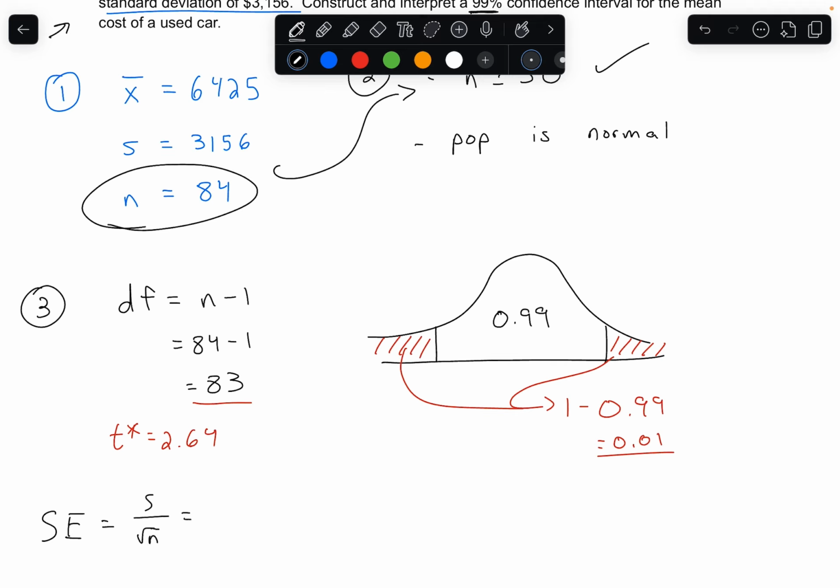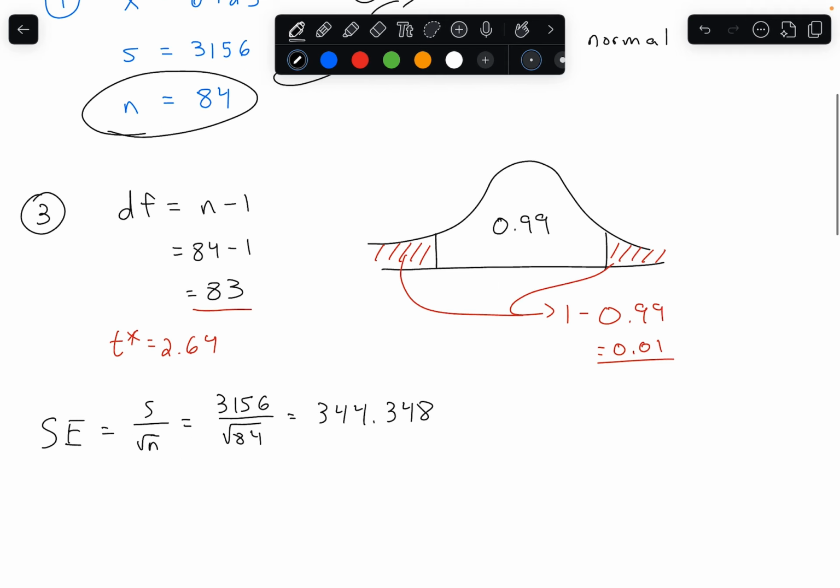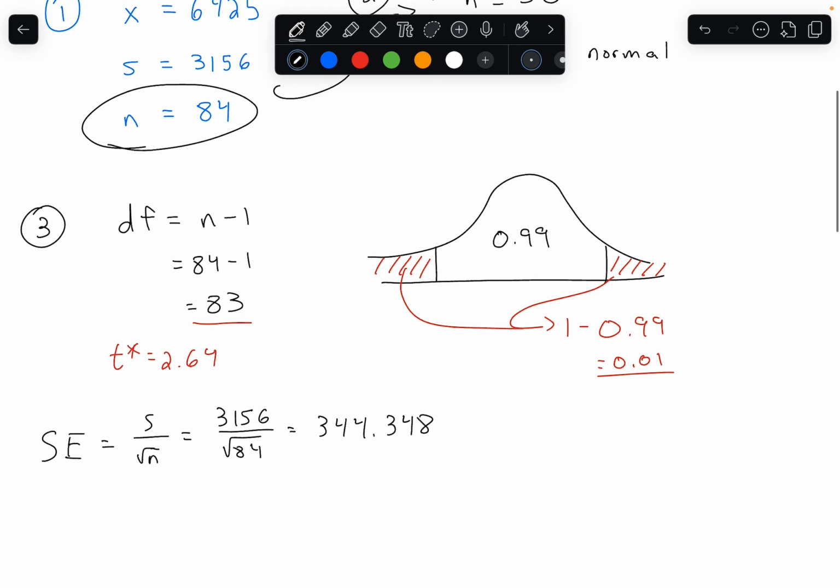So in this case, it's going to be 3,156 divided by the square root of 84. So let's see, 3156 divided by the square root of 84. I ended up with 344.348. I like to generally round to 3 decimal places unless I need more precision. I think 3 will be just fine for us here. So there's my standard error.